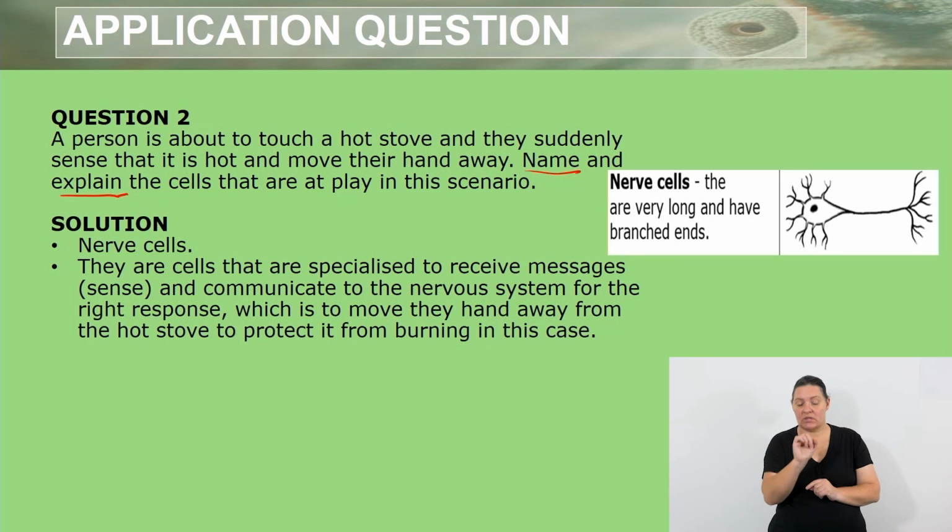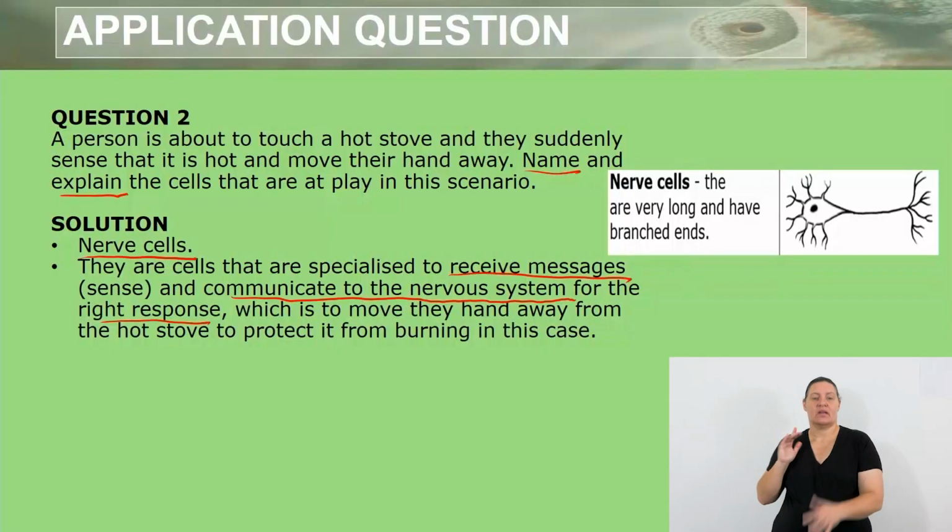So the name of our cells are the nerve cells. This is because they are cells that are specialized to receive messages. In this instance, it is to sense that the stove is hot and then communicate to the nervous system for the right response. So obviously, if you sense that the stove is hot, your nerve cells are then going to communicate with your nervous system to say, now the right reaction for this is to remove your hand, which is then how you protect your body.